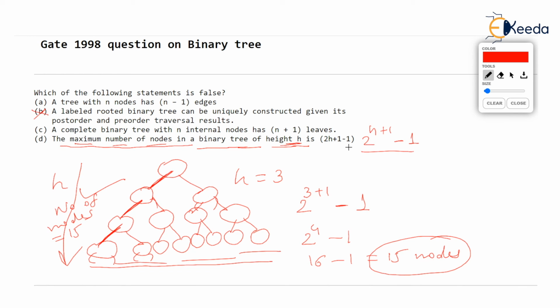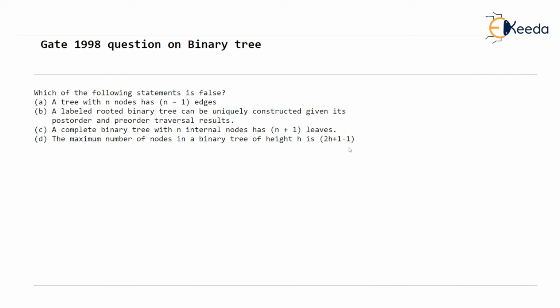Now option C is also true. By the way, we have already got the answer, to remind you. Option B is our answer because they are asking which one is false. So option B is our answer. But let's see option C. A complete binary tree with n internal nodes has n plus 1 leaves.